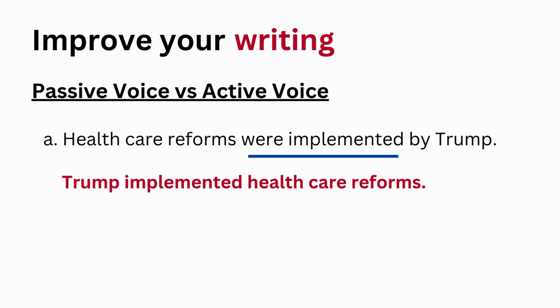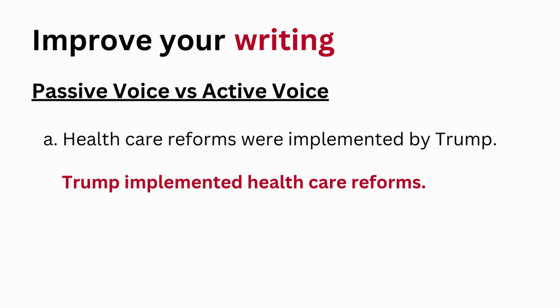Notice that first we have a form of the verb to be, and then we have the past participle of implement, in this case, implemented. You can see the ed at the end. Oftentimes, we also have the word by, followed by someone or something. So this is an example of a passive voice sentence. Healthcare reforms were implemented by Trump.